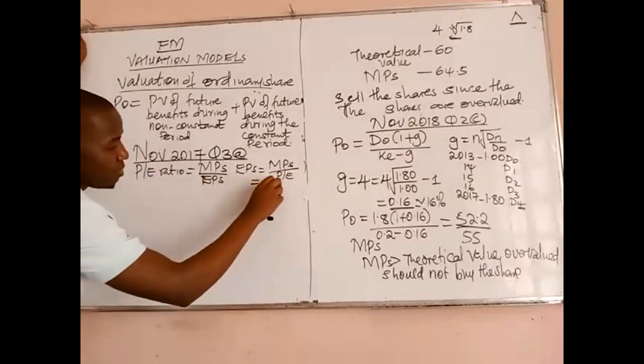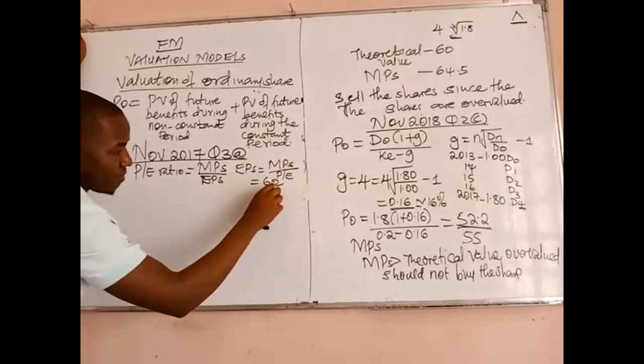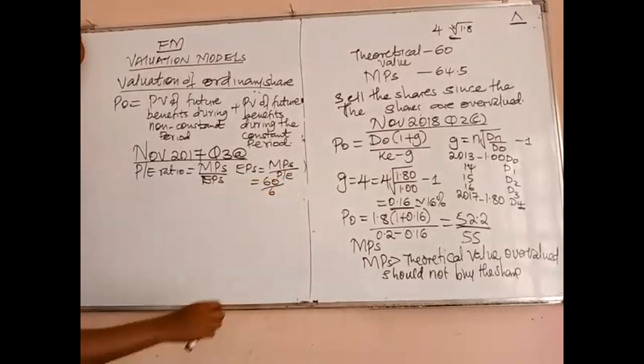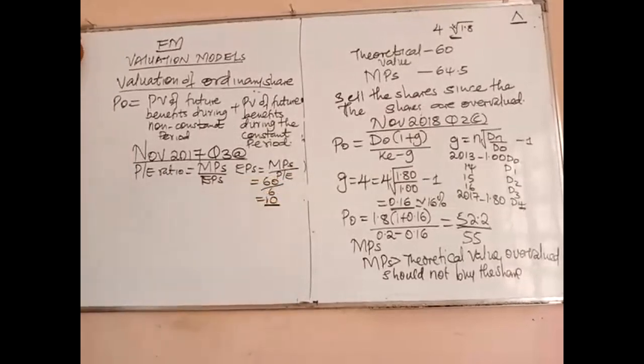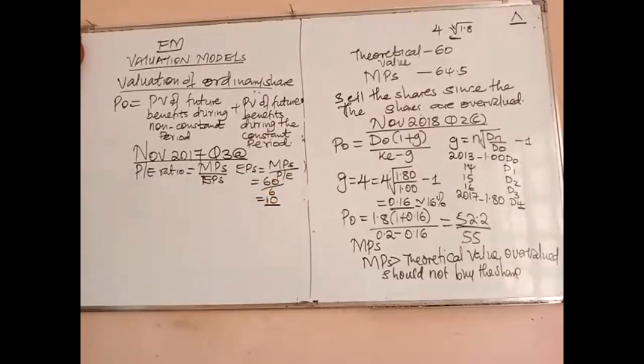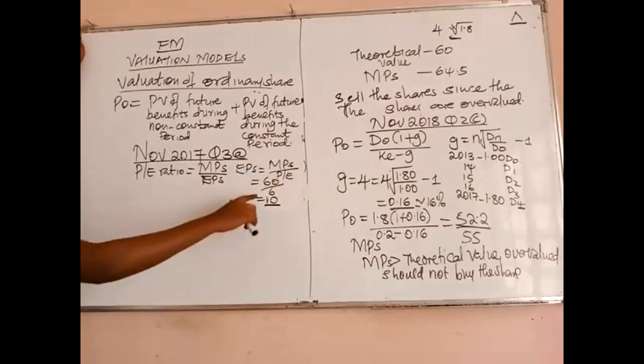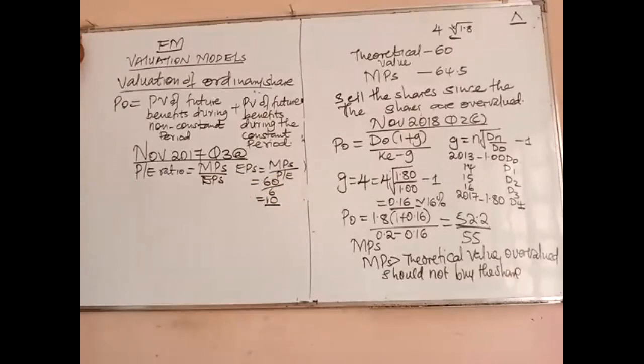In this case it will be 60 over 10. That is per share. Now, this is earning per share. We want to know the dividend. And we know the dividend payout ratio is what?